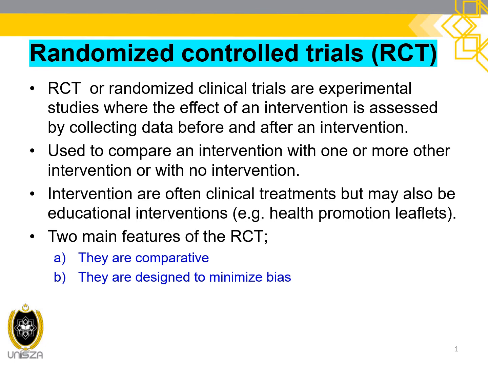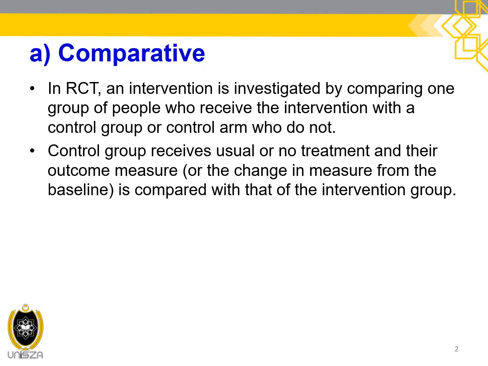There are two main features of RCTs. The first one is they are comparative, and the second one is they are designed to minimize bias. Let's look at the first feature of RCT, which is comparative. In RCT, an intervention is investigated by comparing one group of people who received the intervention with a control group or control arm who do not receive the intervention. The control group receives usual or no treatment, and their outcome measure, or the change in measure from the baseline, is compared with that of the intervention.